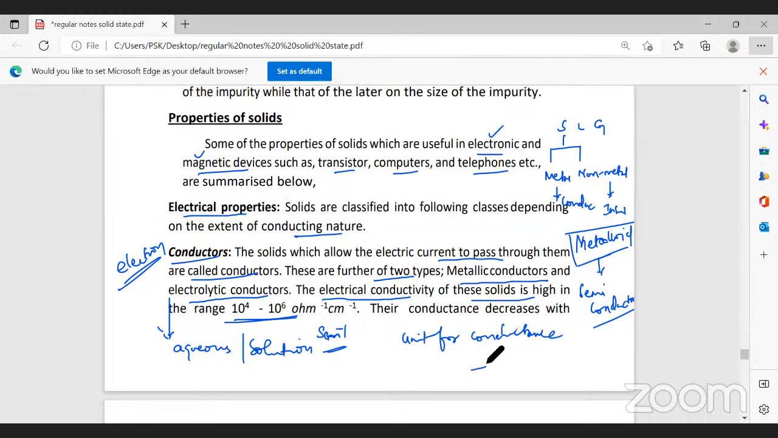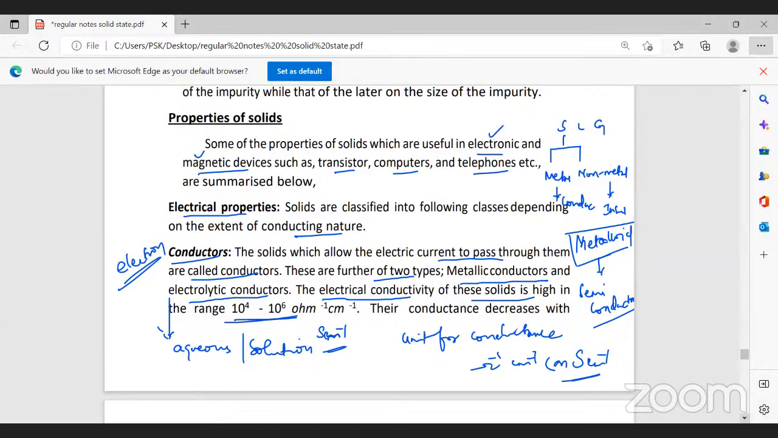Conductance. It is per ohm per centimeter, or it is read as Siemens per centimeter. Siemens per centimeter is the unit for conductance. Now, the electrical conductivity of these solids is high, in the range 10 to the power 4 to 10 to the power 6, very high conductance, ohm inverse centimeter inverse.